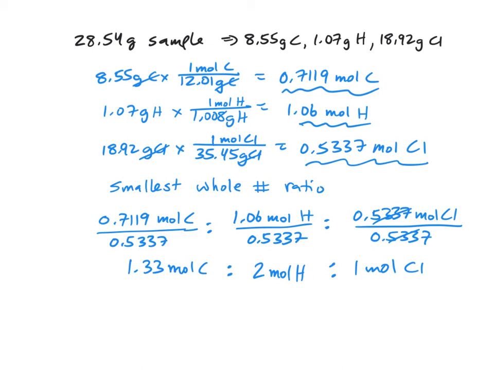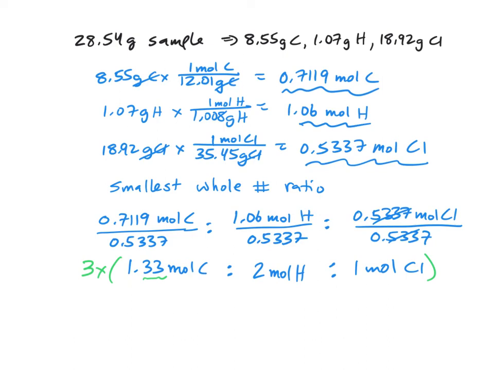So in not whole number ratio, 1.33 moles of carbon to 2 moles of hydrogen to 1 mole of Cl, and what we need to do to make these a whole number, easiest thing is probably recognize 0.33 is 1/3, and so that sounds like a factor of 3 should work. So if we multiply each of these by 3, we still have the same ratio.